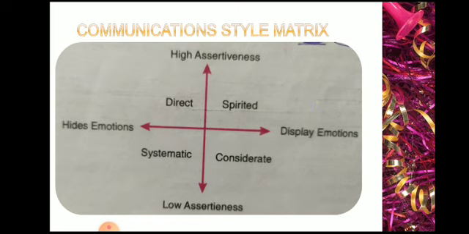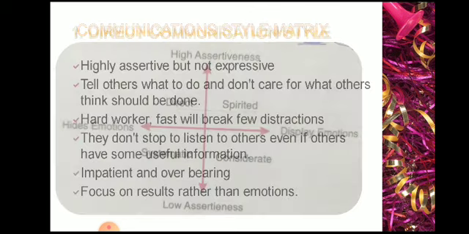Then the fourth one is the considerate style, having high expressiveness, they show their emotions while their confidence is low, so they are called the considerate style of communication. So this matrix of communication styles is very important. We'll discuss all four styles in detail.